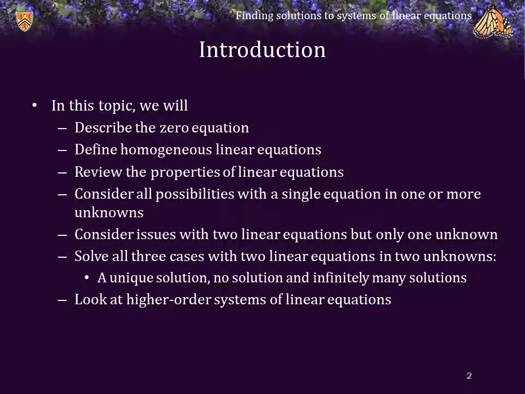In this topic, we are going to discuss finding solutions to a system of linear equations. We will begin by describing the zero equation. We will define homogeneous linear equations. We will review the properties of linear equations. We will consider all possibilities with a single equation in one or more unknowns. We will consider issues when there are two linear equations but only one unknown. We will then solve all three cases with two linear equations and two unknowns, including a unique solution, no solution, and infinitely many solutions. We will also look at higher order systems of linear equations and foreshadow what we will be looking at in subsequent topics.